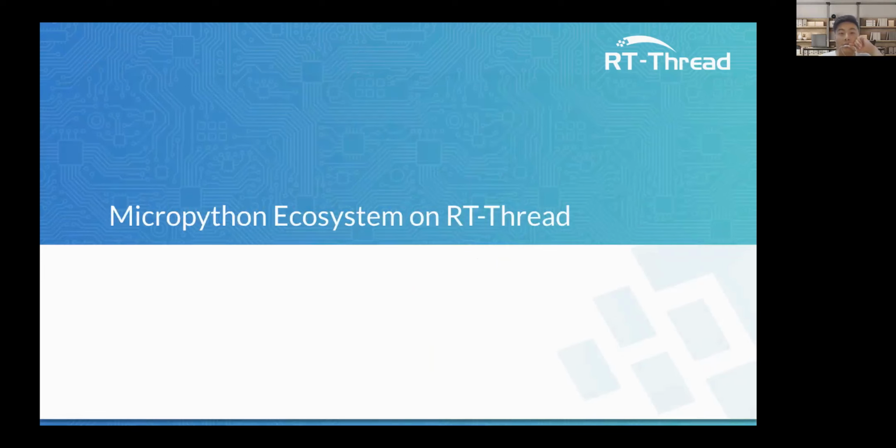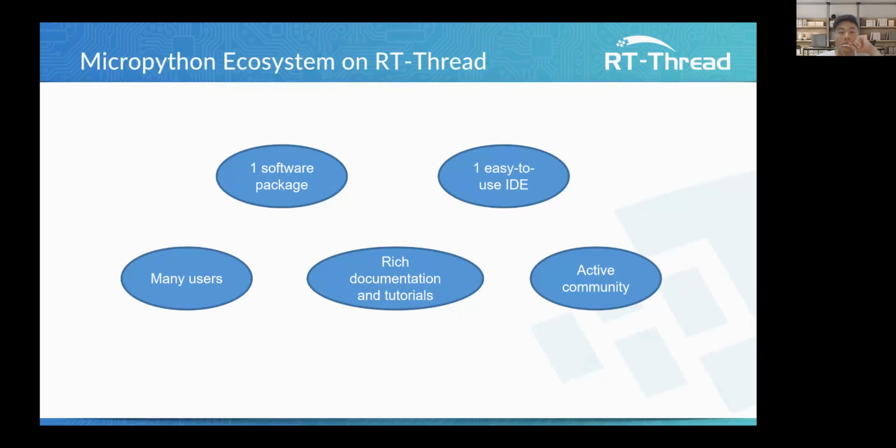Next, let me introduce the current progress of Artificial MicroPython. Currently, Artificial has a MicroPython software package. The current download count is 14K. There is also a MicroPython IDE, with a current download count of 11K. We also have a large number of users, rich documents and tutorials, and an active community.